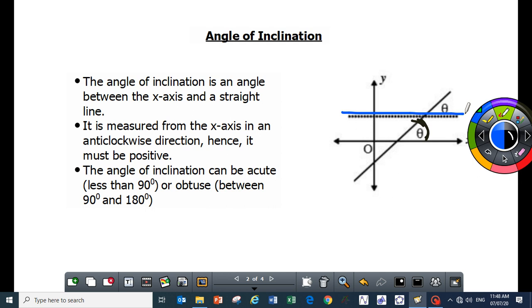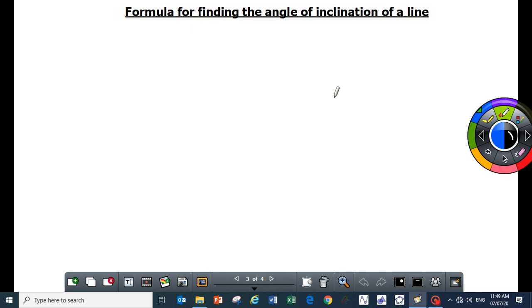Now let's move on to the formula. Before I do, I also want you to be aware of the third point here. For the angle of inclination, there are two cases. It can be acute, which means between 0 and 90 degrees, or it can be an obtuse angle between 90 and 180 degrees. And the angle of inclination is always positive. It's never negative. So it must be between 0 and 180 degrees. Let's move on to the formula.